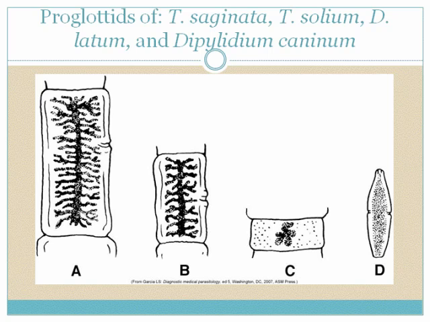Okay, here you can see the proglottids of Taenia saginata, Taenia solium, Diphyllobothrium latum, and Dipylidium caninum. So if the proglottids are passed into the stool, you can use these pictures and the criteria that we've learned to diagnose based on the proglottid that you see.